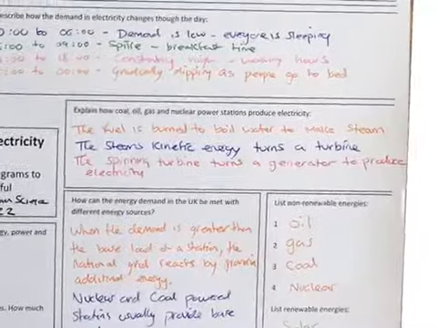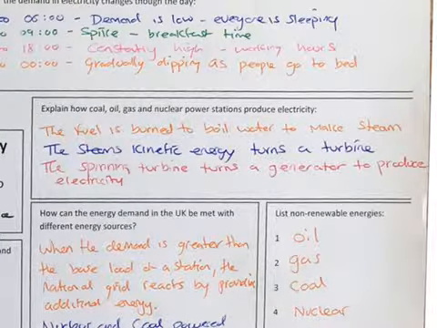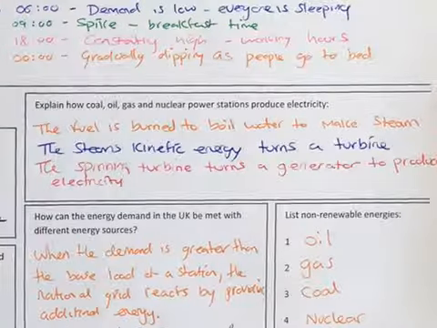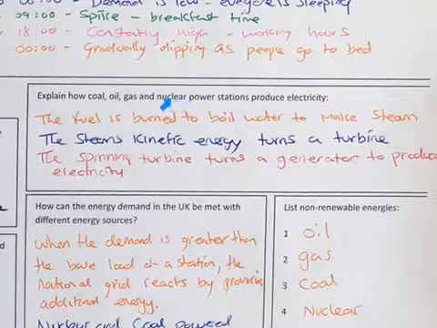There we are. So, explain how coal, oil, and gas is used to produce electricity, and nuclear as well. Nuclear is going to be a little bit different there. I haven't gone into nuclear, so I am going to change this question slightly. As you can see by my writing as well, I've rushed this out just to try and get it.